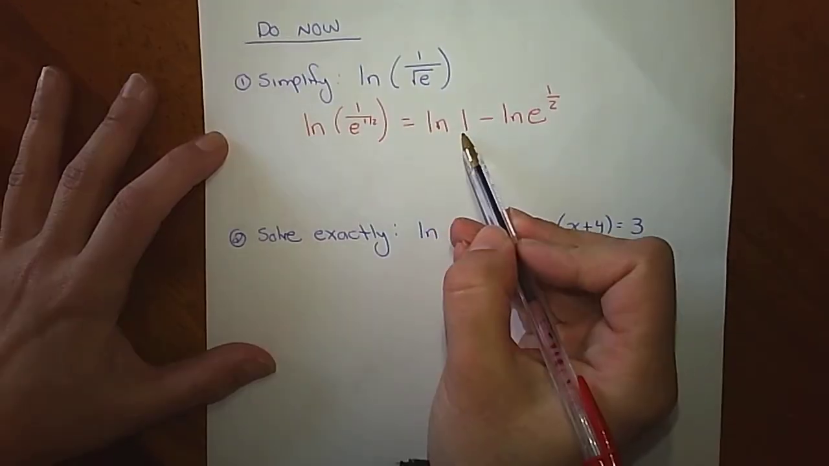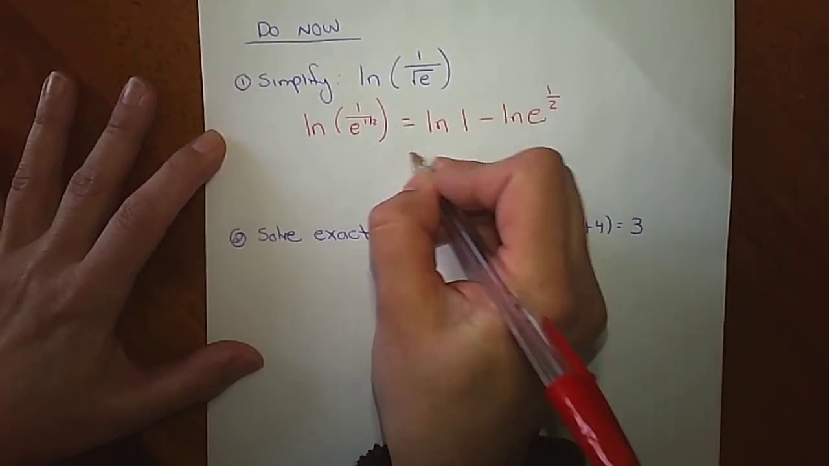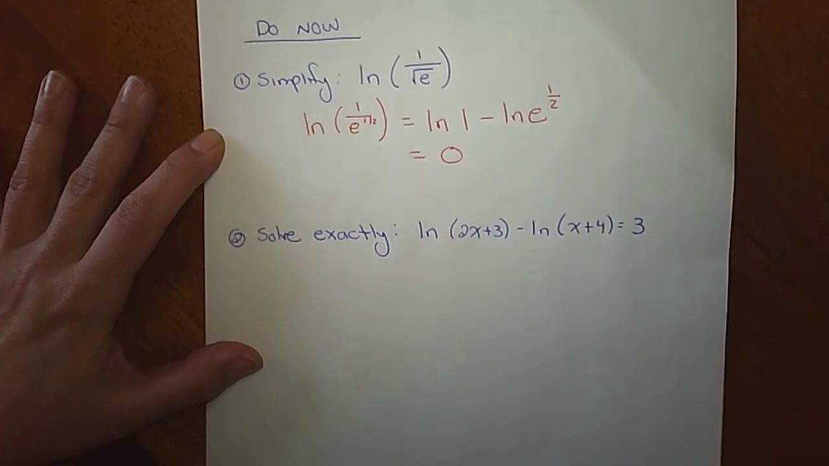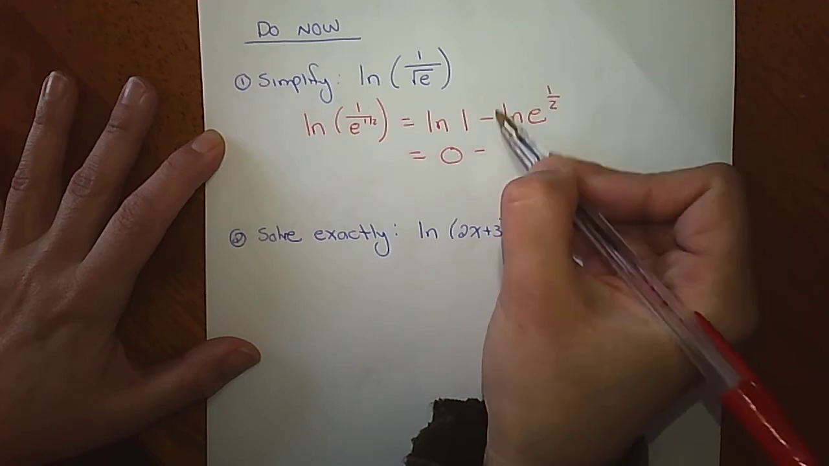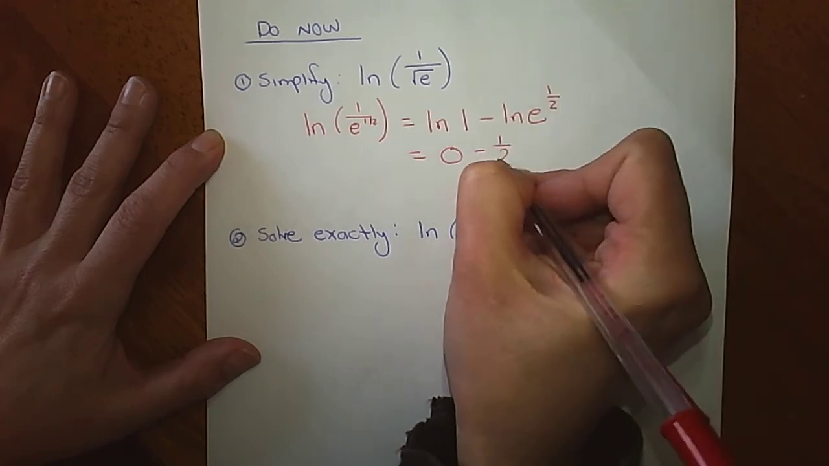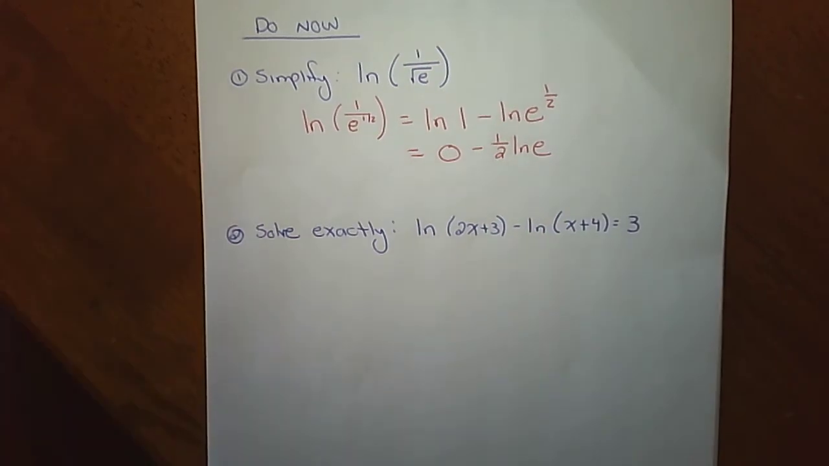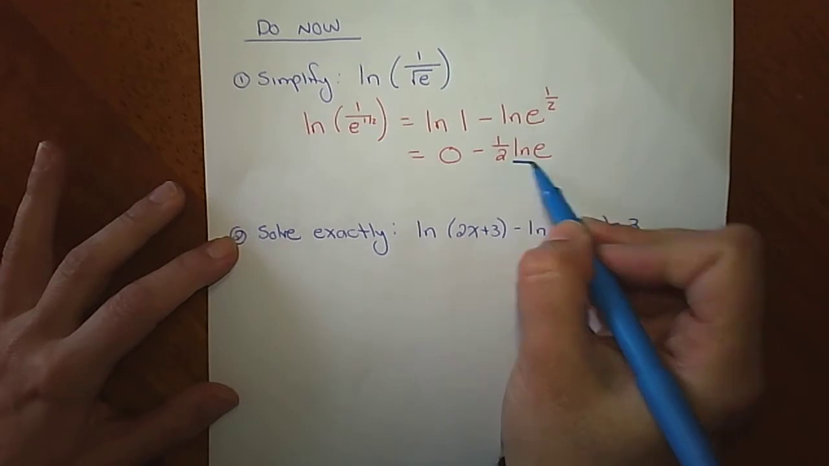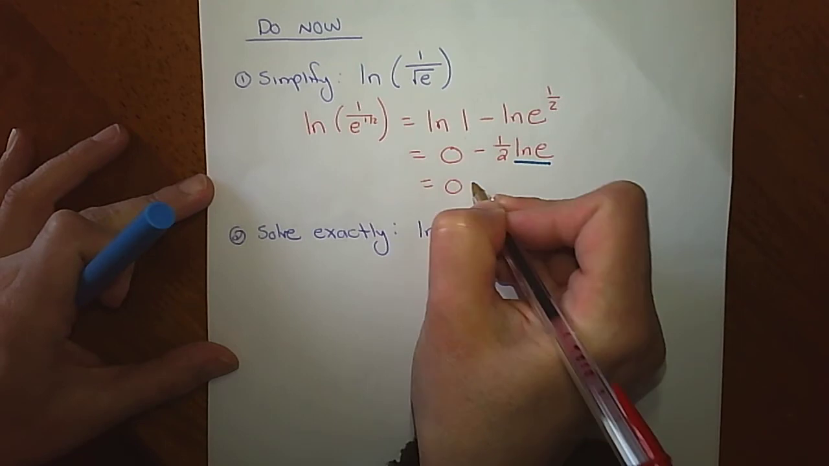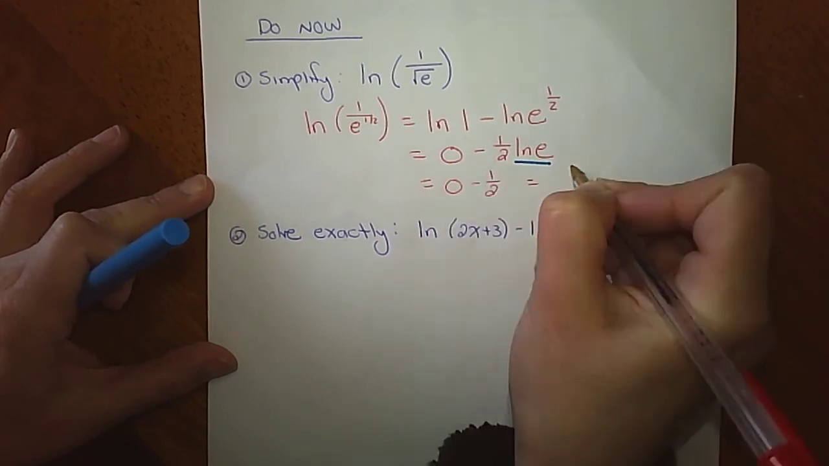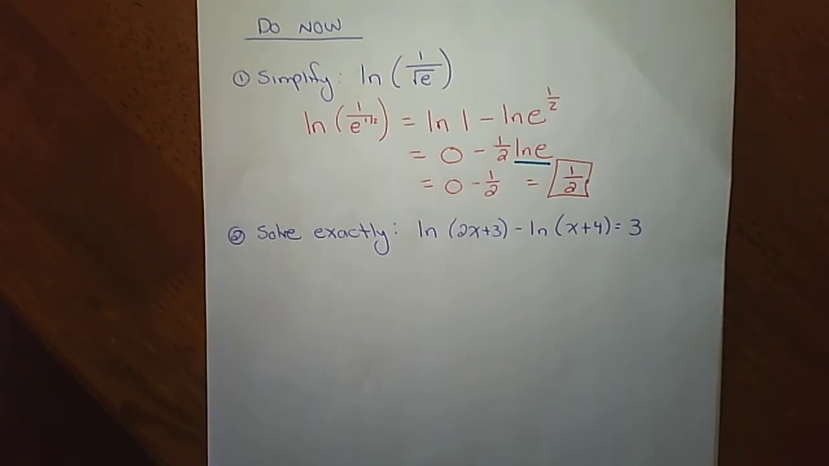Now, natural log of 1. Anytime you get a log, any kind of log with a 1 next to it, that's a 0. Minus, now using log rules, in the land of the logs, exponents fall in front, so this becomes 1/2 natural log of e. Now, I'm hoping you remember that the natural log of e is always the number 1. So this becomes 0 minus 1/2. So the answer to the first do now is negative 1/2. So I'm hoping you got that.